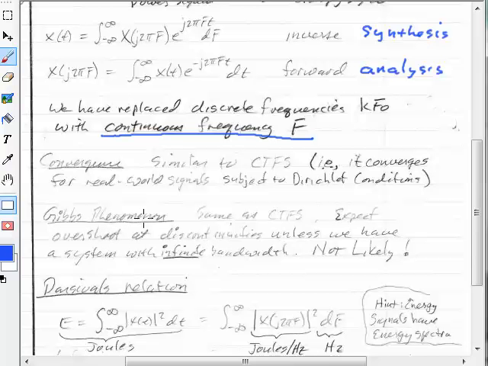Gibbs phenomenon. Do we still have Gibbs phenomenon? Yes, we do, same as for the Fourier series. Expect that overshoot will happen at discontinuities. Unless we have a system that has infinite bandwidth, there'll still be overshoot, but if you have infinite bandwidth, there'll be zero power in that overshoot, as we discussed in class. But in real-world systems, expect there to be these Gibbs things. So if you have a discontinuity and you represent it as a Fourier transform and do this synthesis, the actual reconstructed signals are going to have these little overshoots at the discontinuities.